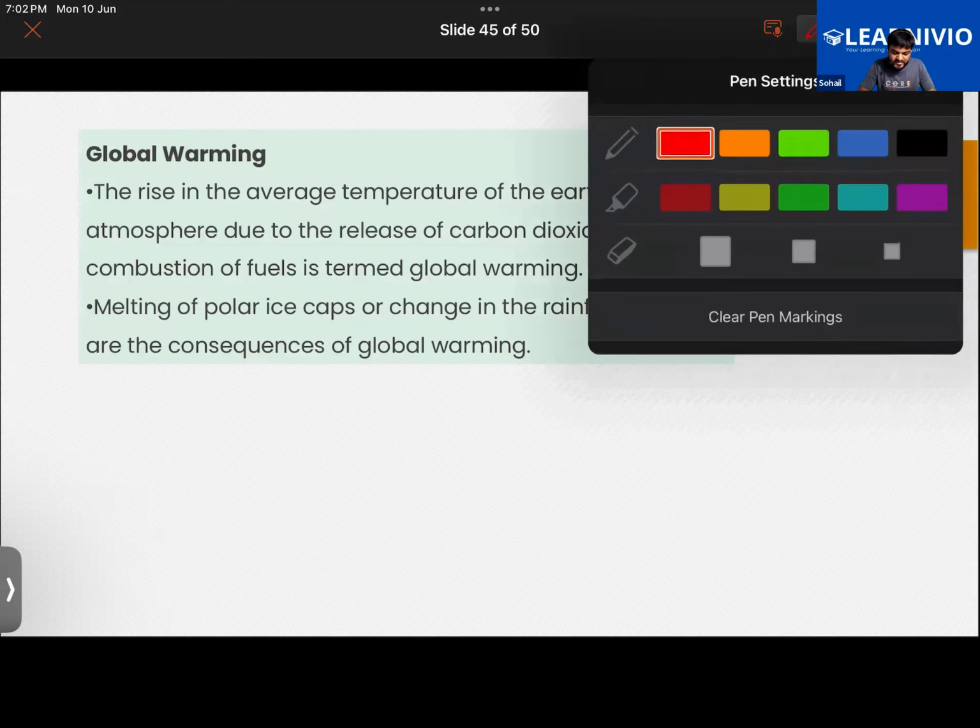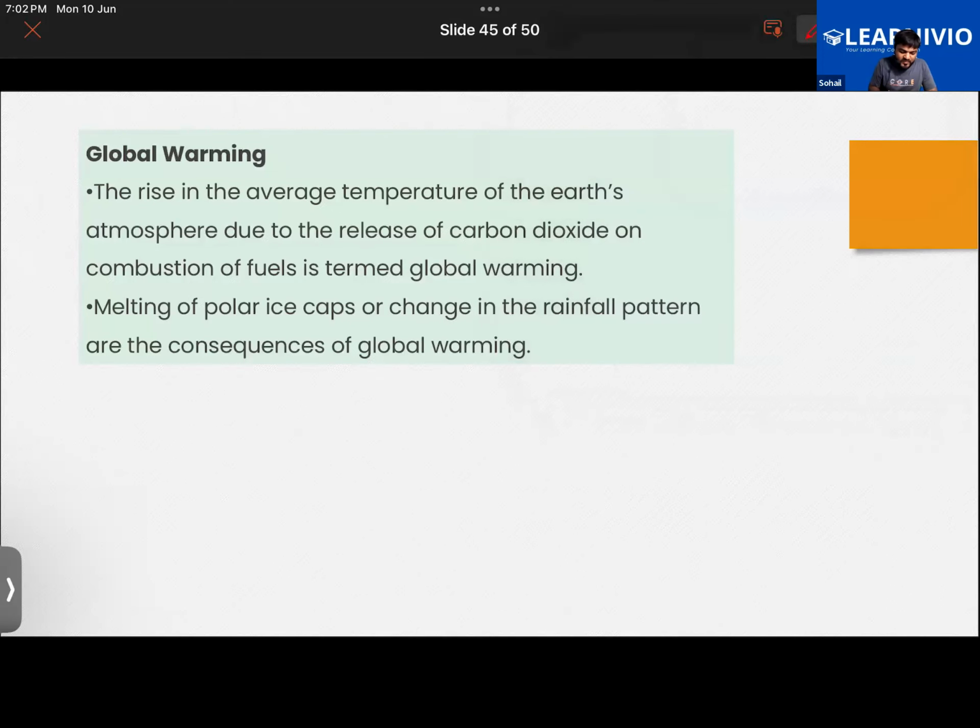And global warming, I suppose all of you know that it is basically the rise in the average temperature of Earth's atmosphere due to release of carbon dioxide gas on combustion of fuel. And here, basically, the average temperature of Earth is increasing. So, tell me, what are the harmful impacts of global warming? What is happening due to global warming?